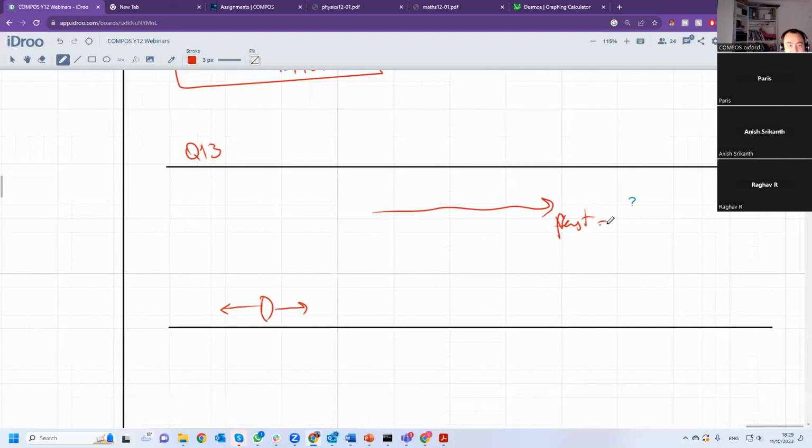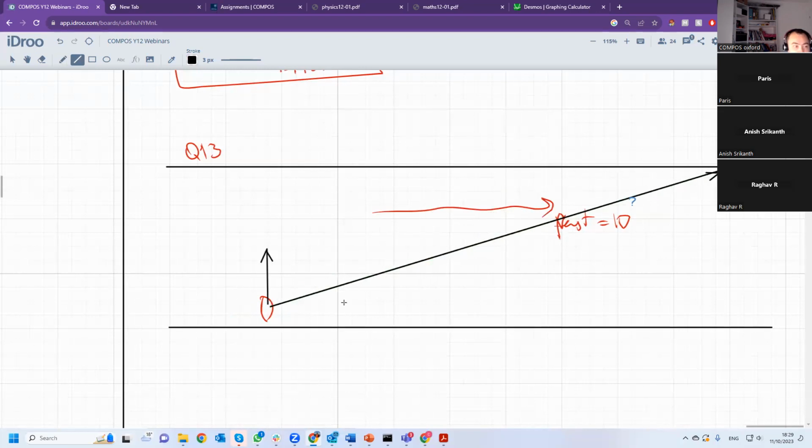Let's say the current is 10, the speed of the boat is 8. That means even if you go full speed against the current, you will end up drifting with speed 2 to the right. If you travel straight up, it will take you the least time, but you will end up drifting all the way here, very far from where you started. So this is your start, this is your finish.